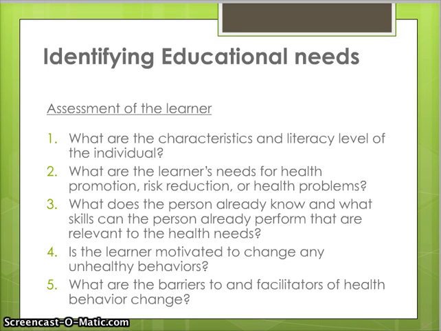And if you read through these different questions that you would ask to assess the learner, you'll see that they relate directly back to those theoretical models that I've given you already, the health belief model and the transtheoretical model. We're looking at what their characteristics are and the literacy level. What are their needs for health promotion, risk reduction, or health problems? What do they already know, and what skills can they perform? Are they motivated to change unhealthy behaviors? And what are those barriers and facilitators?